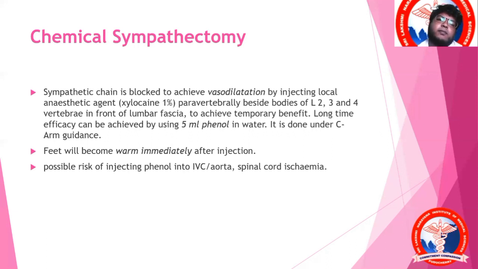Chemical sympathectomy. The sympathetic chain is blocked to achieve vasodilation by injecting local anesthetic agent, which is 1% xylocaine, paravertebrally beside the bodies of L2, L3, and L4 vertebrae into the lumbar fascia to achieve temporary benefit.